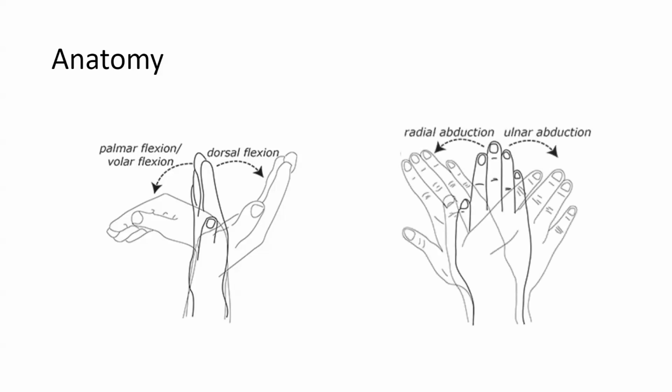So abduction can go either way, radial or ulnar. People will also use the term deviation, so radial deviation or ulnar deviation, to talk about abduction of the wrist.